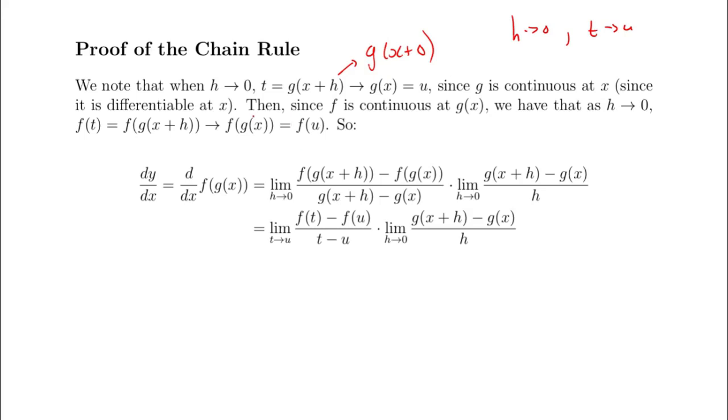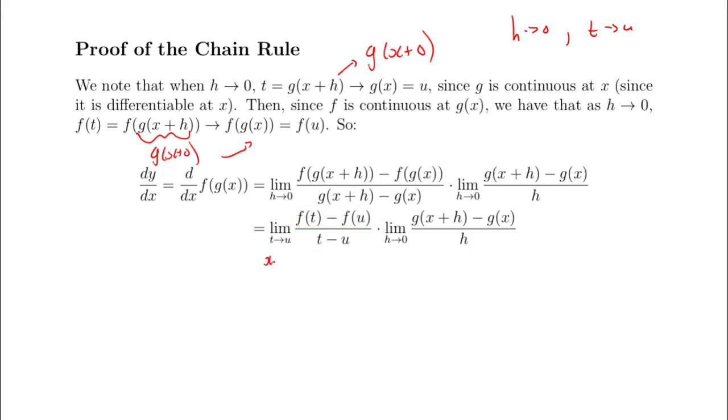That's pretty cool. So then, since f is continuous at g of x, because again, we said f was differentiable at g of x, or at u here, then we have that as h goes to 0, f of t approaches f of u, because again, this thing here approaches g of x plus 0, and so that approaches g of x, and so we get this nice f of u. All that to say, like we said earlier, f of t minus f of u over t minus u, limit as t approaches u. Maybe we recognize this too.